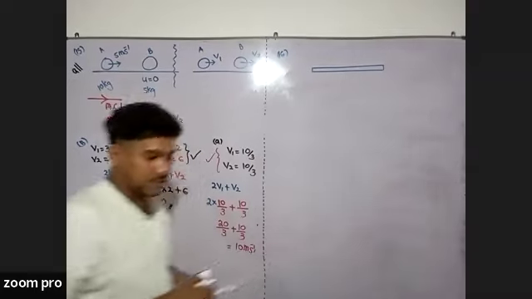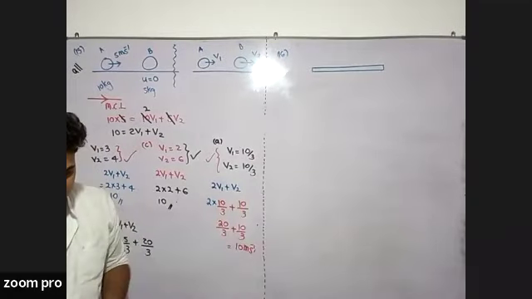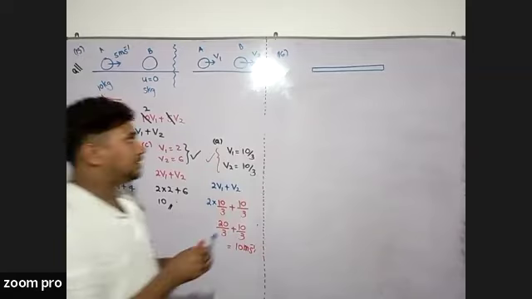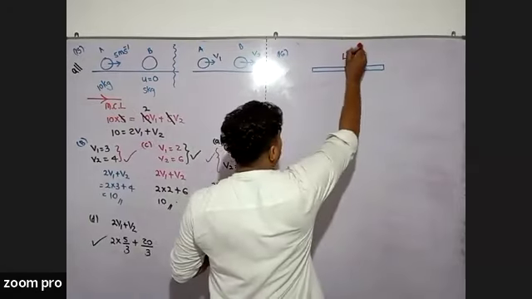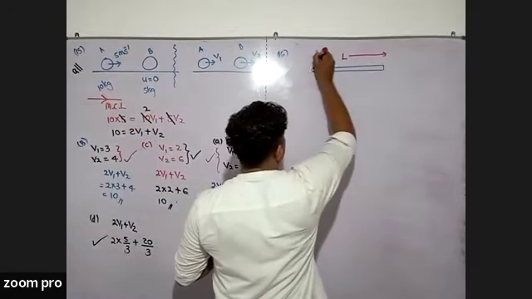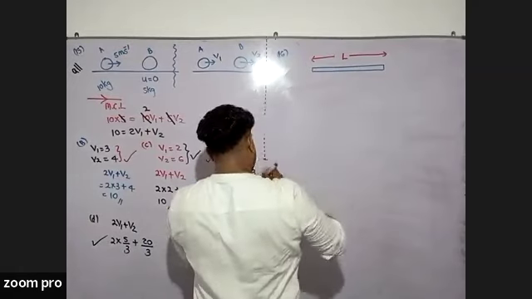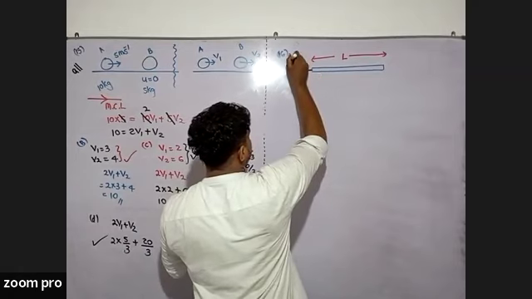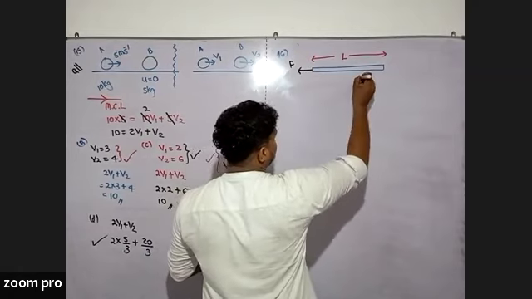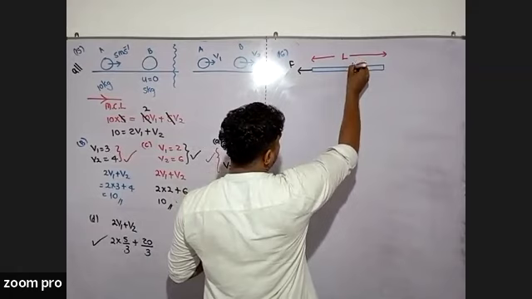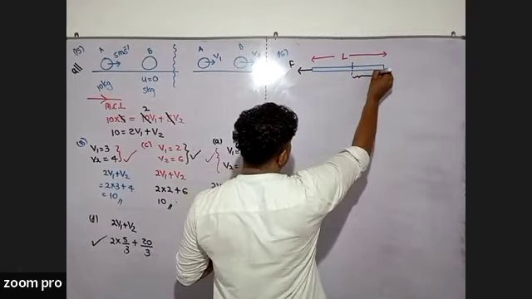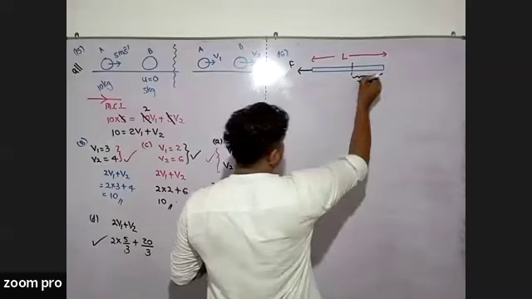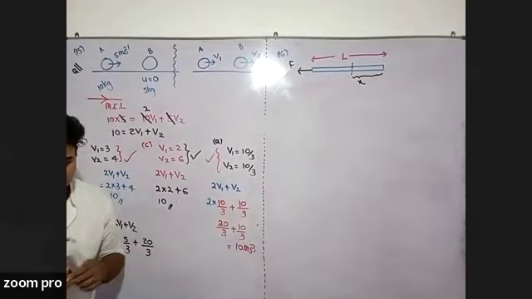Now let's consider this as the string, right? The total length of this string is equal to L, and it experiences force F at this end terminal, and we are asking the tension at a point which is this distance from the opposite terminal, right?